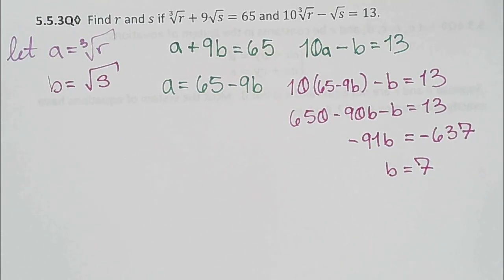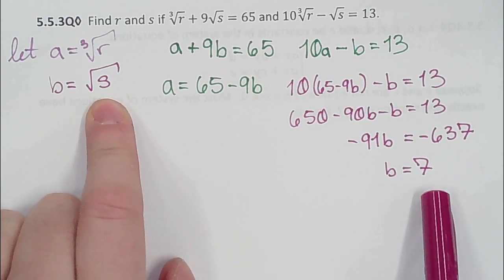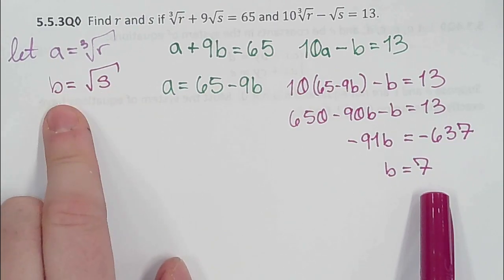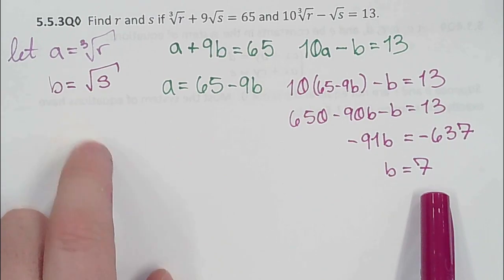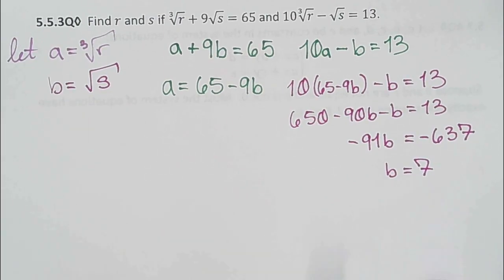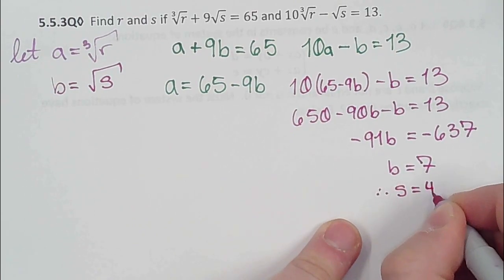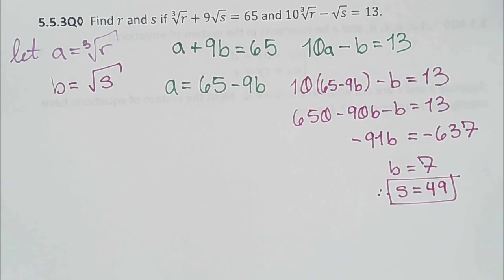They don't want to know what B is. They want to know what S and R are. So if B is 7, what number do I root to get 7? The root of what is 7? If B is 7, S must equal 49. Because S, 49 rooted, gets us 7. So now I know what B is.